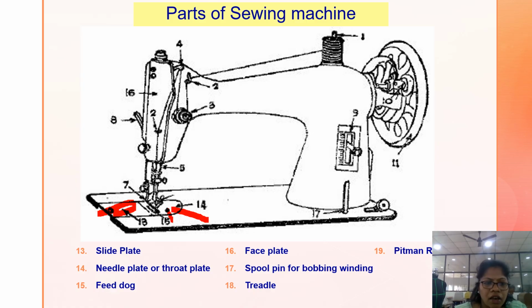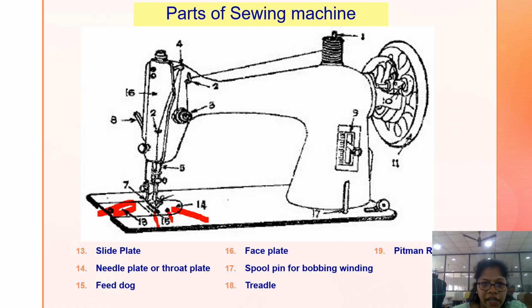Okay, next one is the feed dog. The feed dog is inside, exactly below the pressure foot. The feed dog has a set of teeth fitted below the needle plate. Generally it helps to move the cloth forward while sewing.